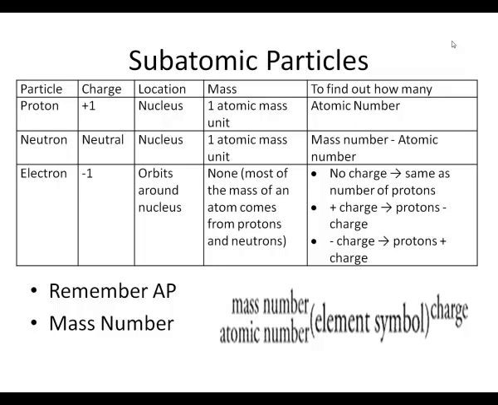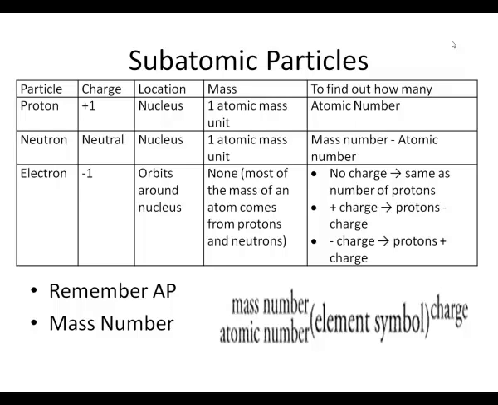To figure out the number of neutrons, you're going to have to take the mass number and subtract the atomic number. So again, the mass number is the sum of protons and neutrons because that's where most of the mass of the atom comes from. The atomic number again is on the periodic table of elements. You just subtract these two and what you're left with is the number of neutrons. So mass number is protons and neutrons. If we subtract the atomic number, which is just protons, what we're left with is neutrons.